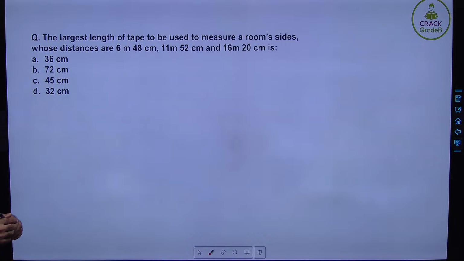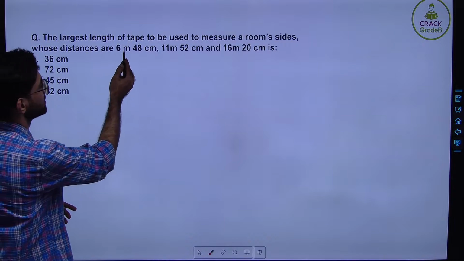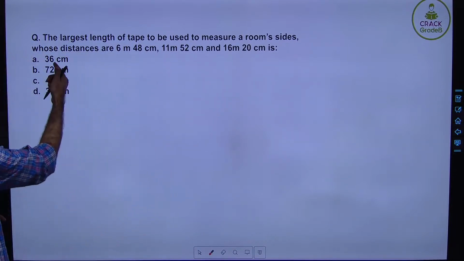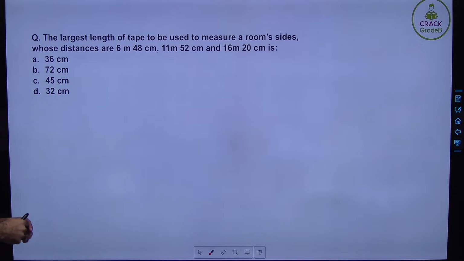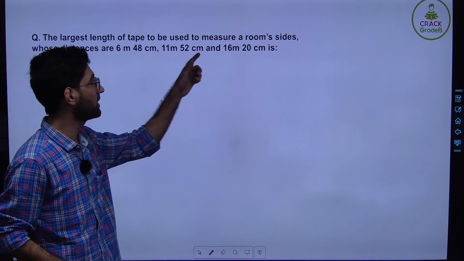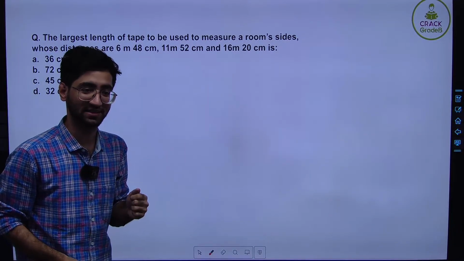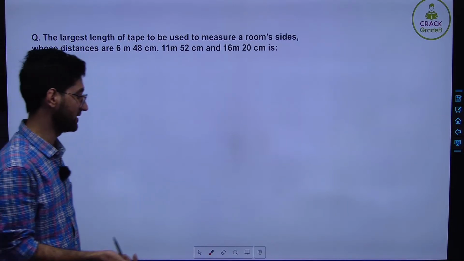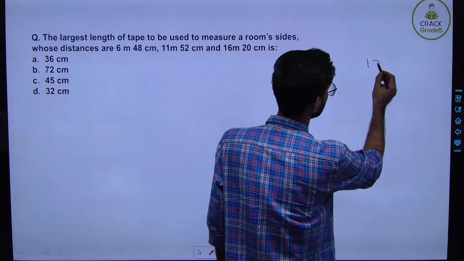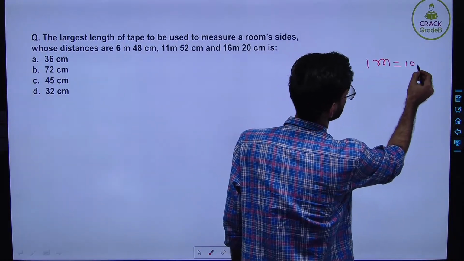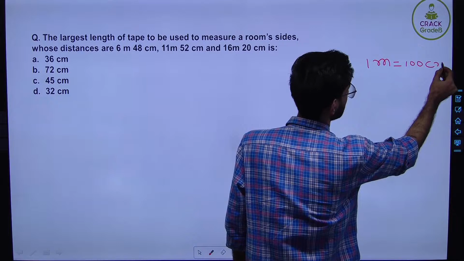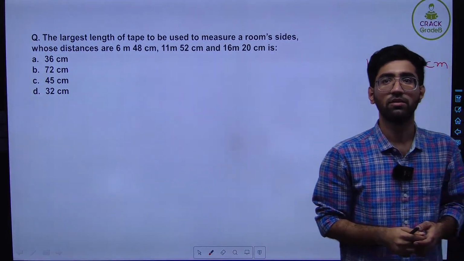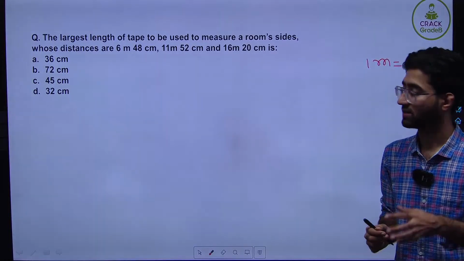If you look at the question carefully, these values are in meter and centimeter, but the options are in centimeter. So you will have to convert all the values into centimeter, and you should know that 1 meter equals 100 centimeter.